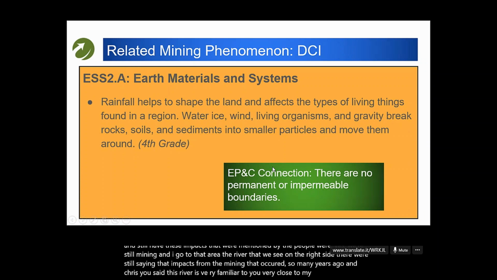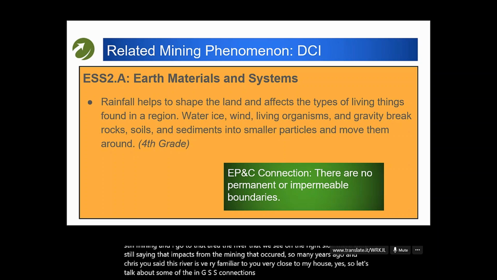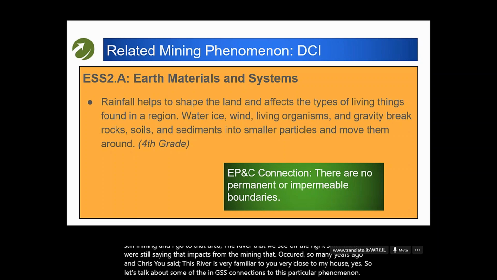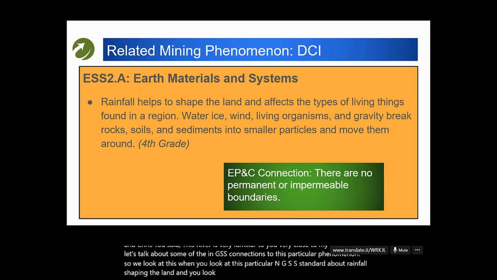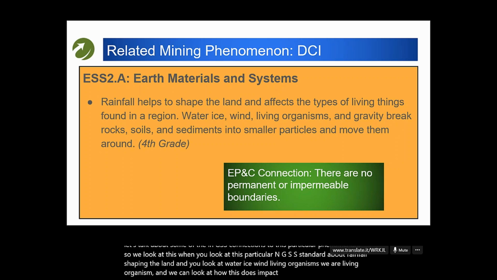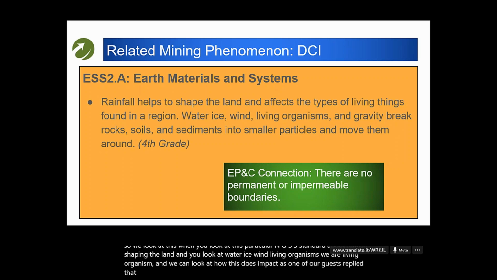So let's talk about some of the NGSS connections to this particular phenomenon. When you look at this particular NGSS standard about rainfall shaping the land, and you look at water, ice, wind, living organisms, well, we are a living organism. And we can look at how this does impact, as one of our guests replied, the erosion that occurs in this river. And we can look at how there are no impermeable boundaries when we see the influence of the mining.